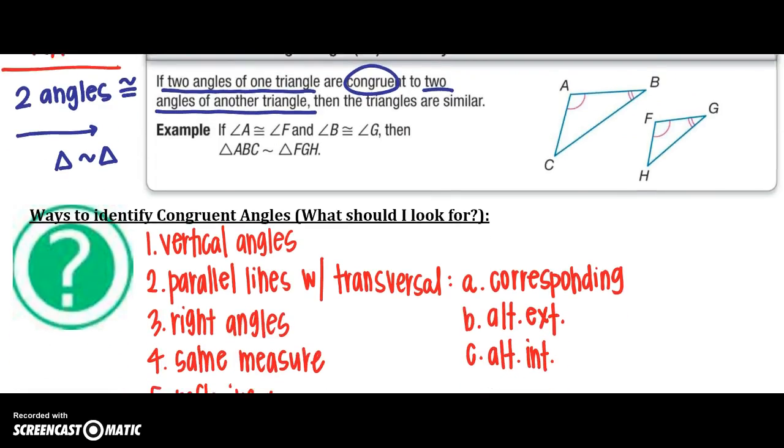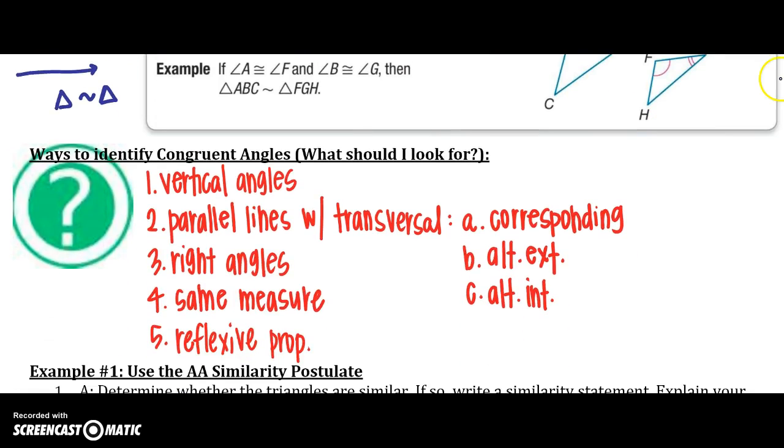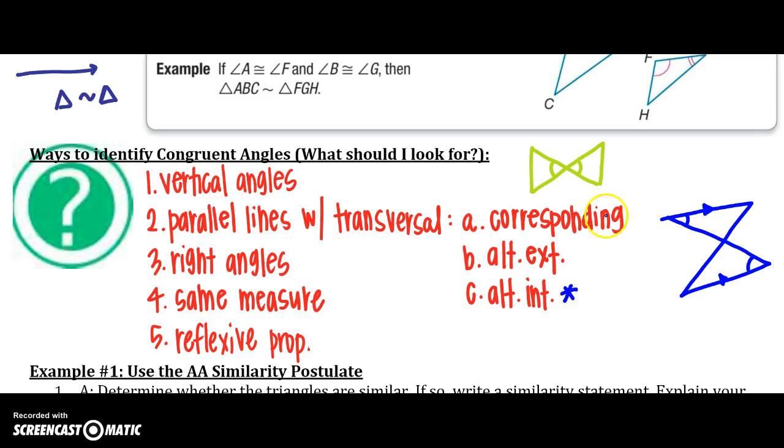Just as a review, what we learned in the last semester, ways to find that those angles are congruent. The first way is vertical angles. So remember, it might look something like this, like a bow tie, and you have those vertical angles. Parallel lines with the transversal. If I have 2 parallel lines, and we'll see a lot of this today in our lesson, the alternate interior angles are very, very common, so watch out for that. You'll also have corresponding and alternate exterior angles.